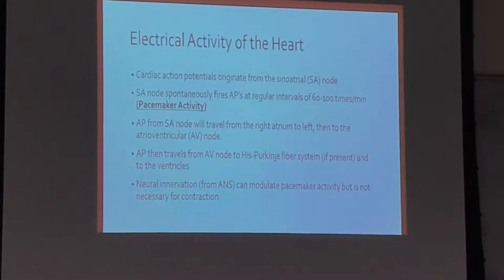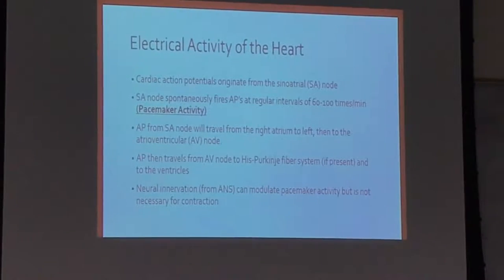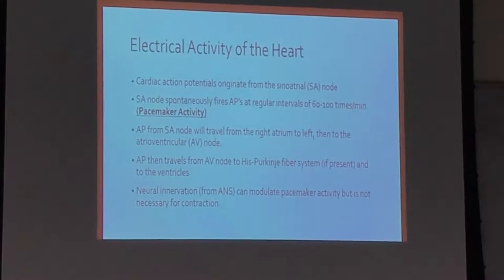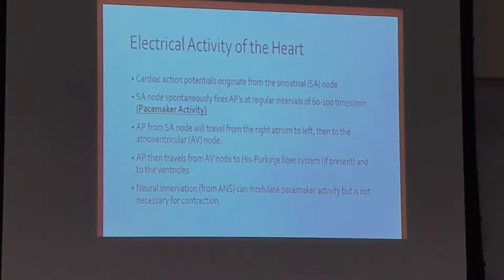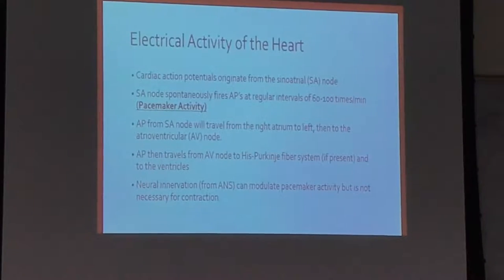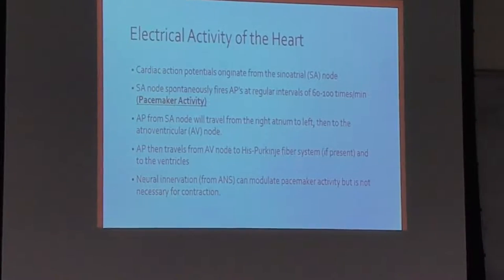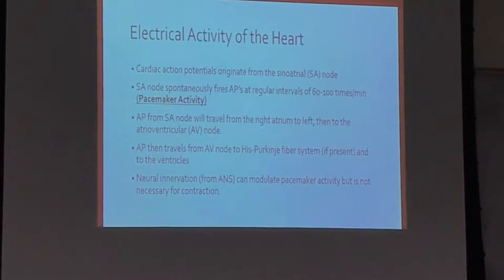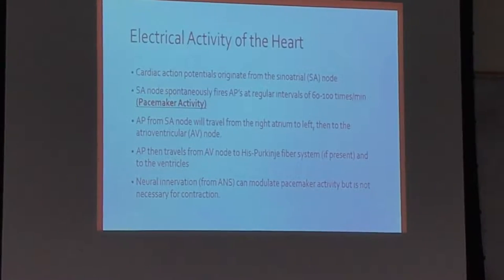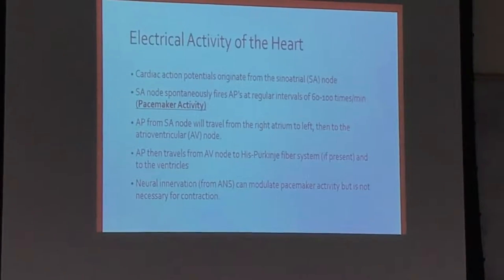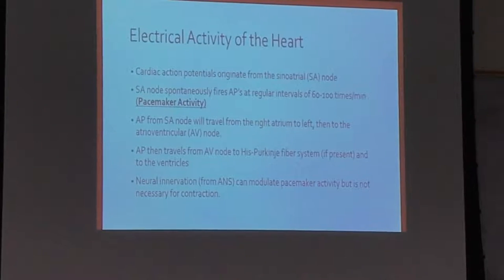Okay, so electrical activity of the heart. Obviously, we're going to work on a frog, but we're going to talk about humans. So the cardiac action potential originates from your SA node. The SA node spontaneously fires action potentials about 60 to 100 times per minute. Then from the SA node, it's going to go from the right atrium to the left, and then to the AV node. And then from the AV node to the bundle of His and the Purkinje fiber system. All right.